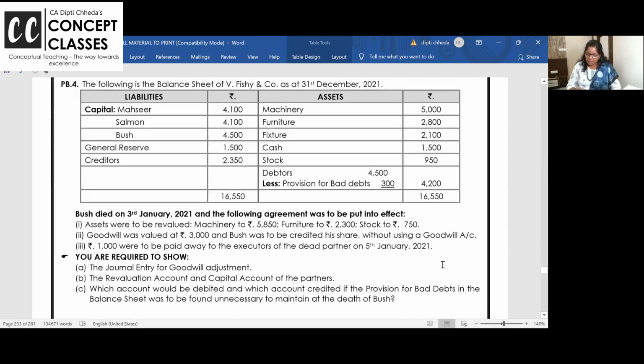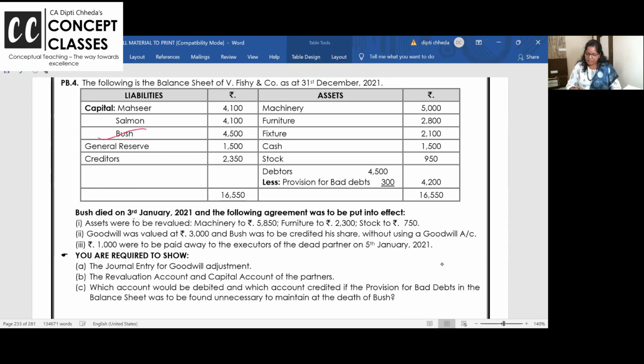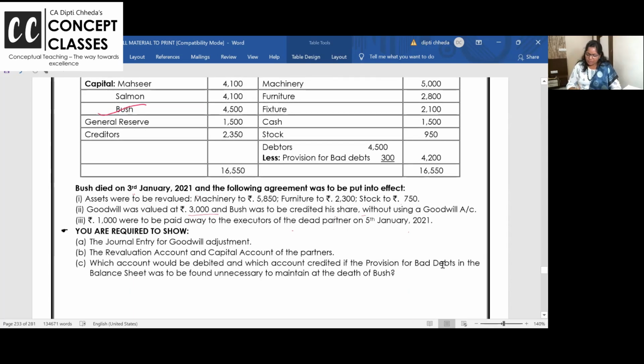Last part now. Assets were revalued, that you can do. Goodwill was valued at 3,000 and Bush was to be credited without using a goodwill account. So same, 3,000, raise the goodwill in old ratio, write off in new ratio. 1,000 were to be paid away to executors of the deceased partner. So 1,000 you pay off immediately and the remaining you will carry forward in the name of Bush executors account. So you have to prepare revaluation account and capital account.